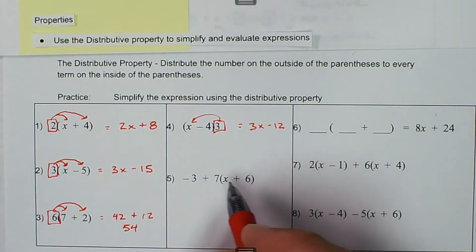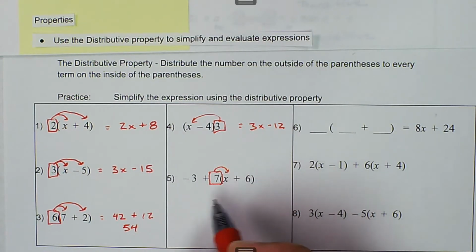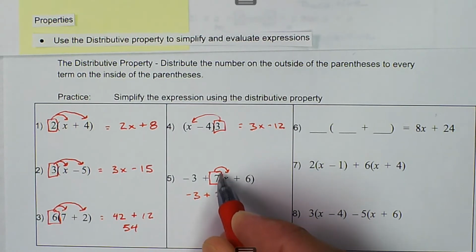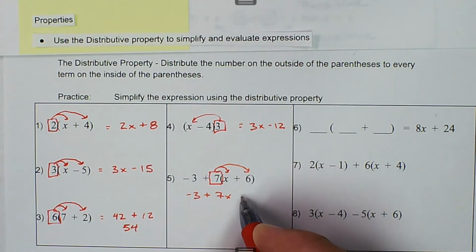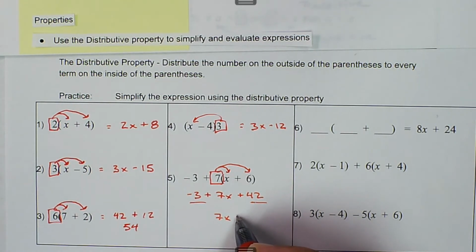Here we have 7 on the outside of the parentheses, so that's the first thing we have to do. So we can write down the 3 plus 7 times x is 7x, and 7 times 6 is 42. Then we can combine like terms here, and we get 7x plus 39.